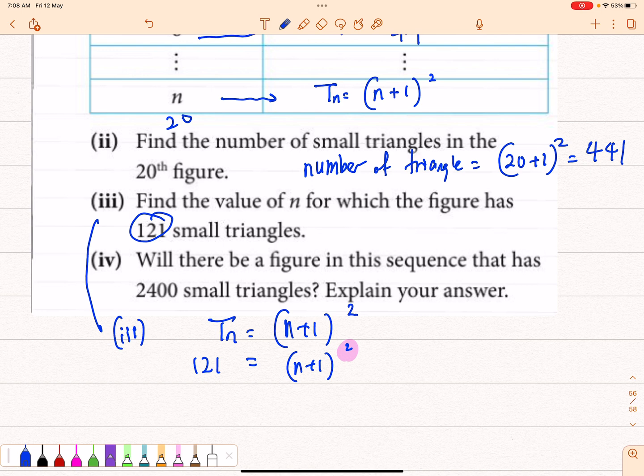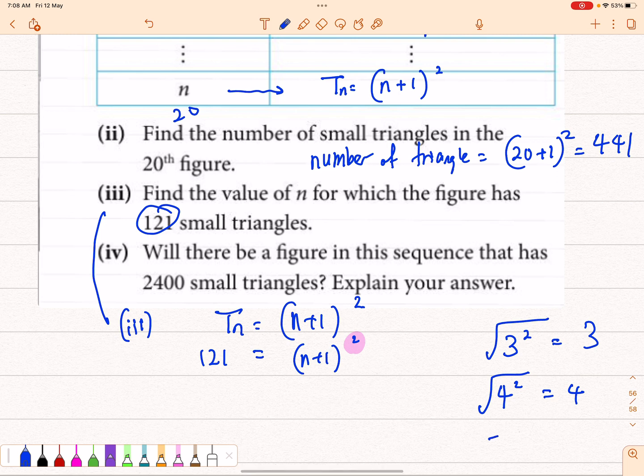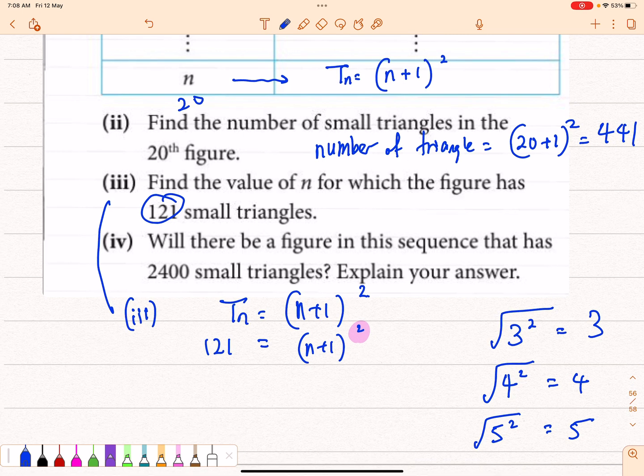Say for example, I got 3 square, then I do a square root. Could you tell me what's the answer? Press your calculator now. Do you get 3? Now if I have 4 square, I do a square root, you get a 4, right? If 5 square, I do a square root, you get a 5. So n plus 1 square, to remove the square, I will just do a square root on both sides. And this I'll get 11. And to find n, I don't want 1 on both sides, so I will minus 1 on both sides. So I will get 10.